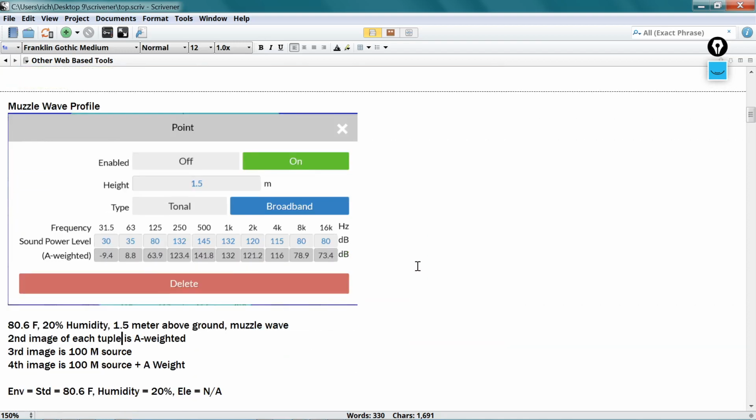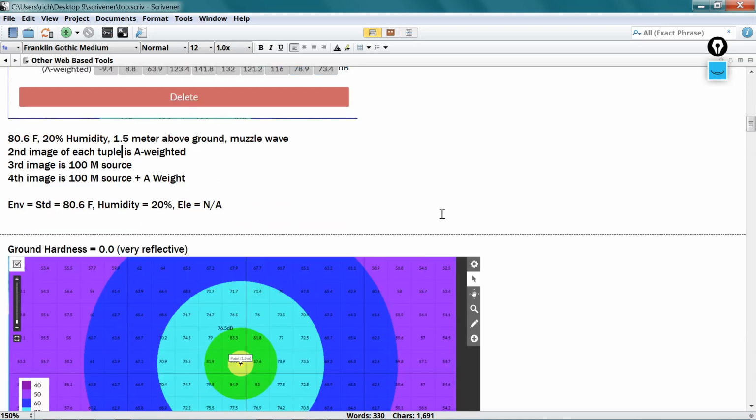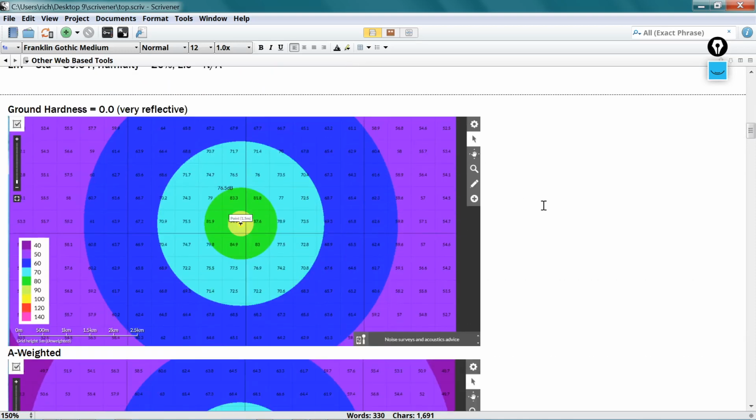So let's go through my notes here and make sure I've covered most of this. So here was a simulation where we had the shooter at ground level. It was a very reflective surface, and of course we used the muzzle blast with the 140 decibel center frequency at 500.